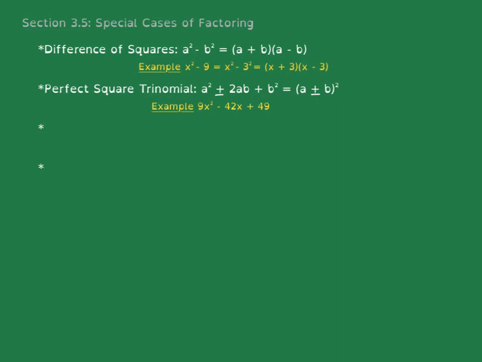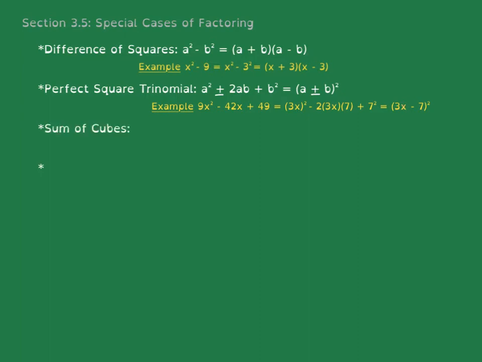Here's a great example. 9x squared minus 42x plus 49. See if you can figure out what a and b would be in this particular expression. Unpause the video when you think you figured it out. Hopefully, you figured out that a is 3x and b is 7. Now we can go ahead and use the perfect square trinomial factoring rule in order to actually factor this. It should factor to 3x minus 7 in parentheses squared. Hopefully that's what you got.